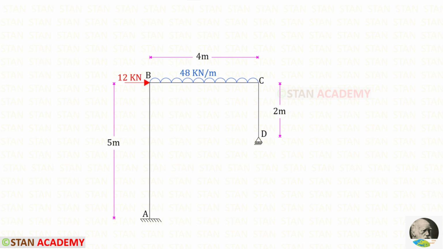The height of the column AB is 5 meters. The height of CD is 2 meters. And the length of BC is 4 meters. At point A, there is a fixed support. And at point D, there is a roller support.